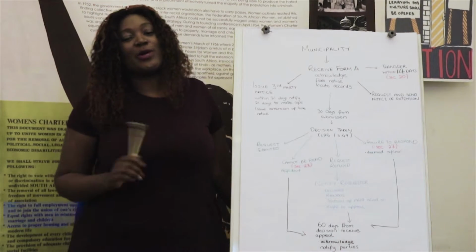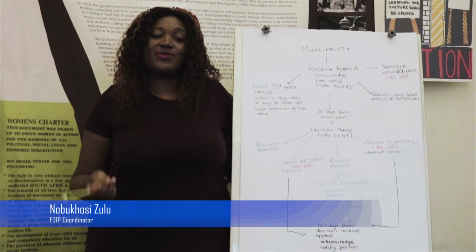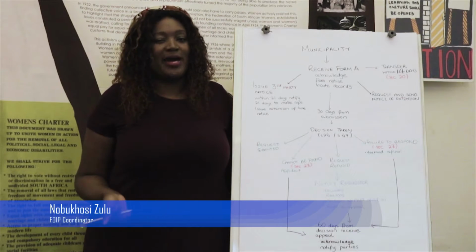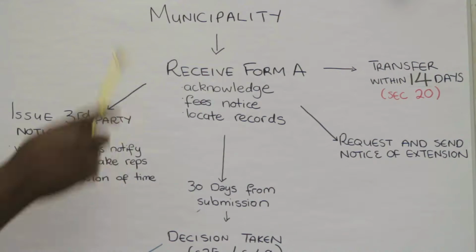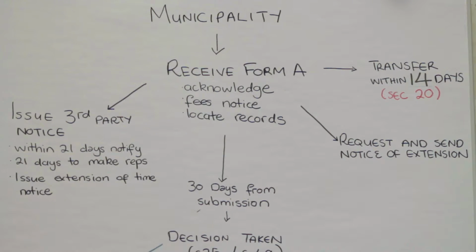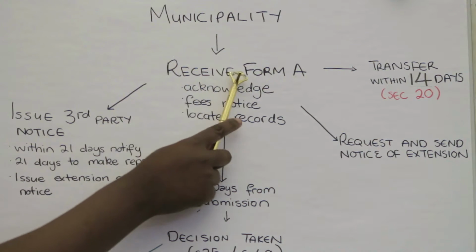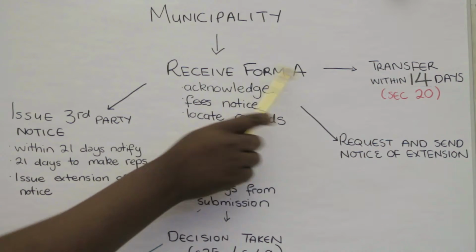In this video, we are going to consider the processes and procedures that should be followed when a PAIA request is made and submitted. Now, a PAIA request is made and submitted to a local municipality where hopefully there's an information officer who is there to receive the PAIA request. As previously stated, a PAIA request to a public body should be submitted on a Form A.